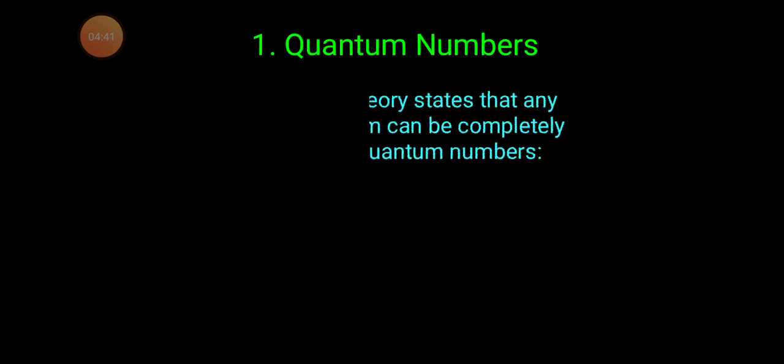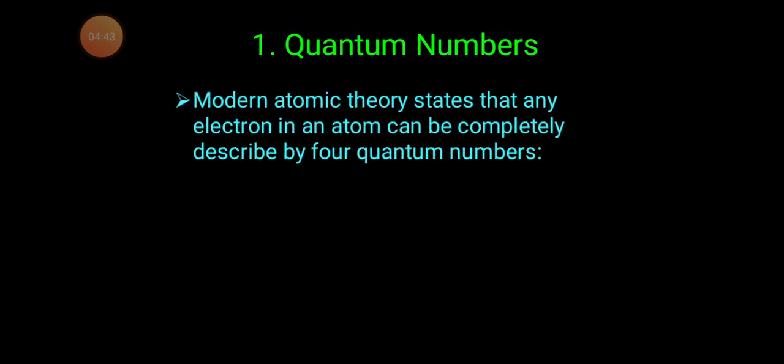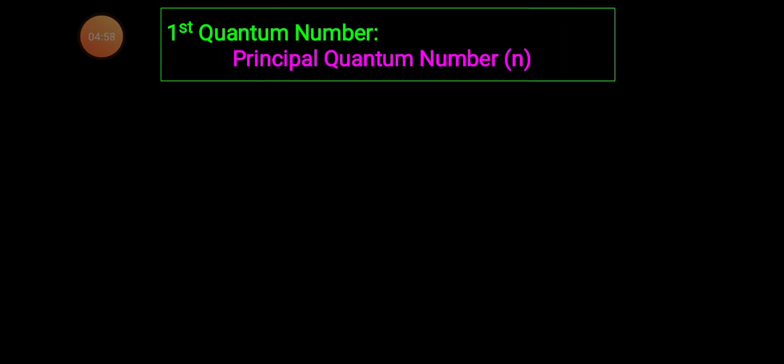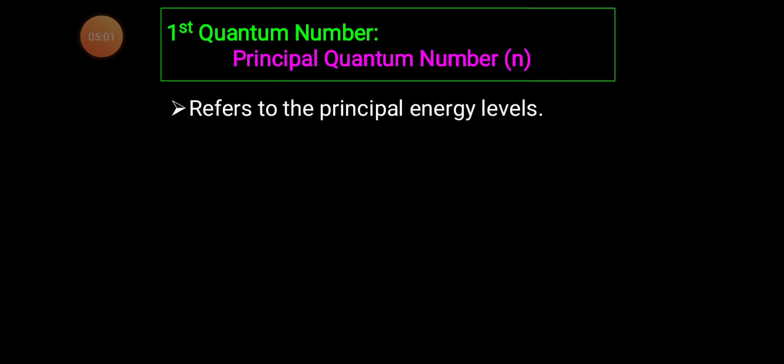According to the modern atomic theory, four quantum numbers are required for the distribution of the electron in the atom. We have n, l, ml, and ms, all in small letters. The first is the principal quantum number, which decides the principal energy level, that is PEL.